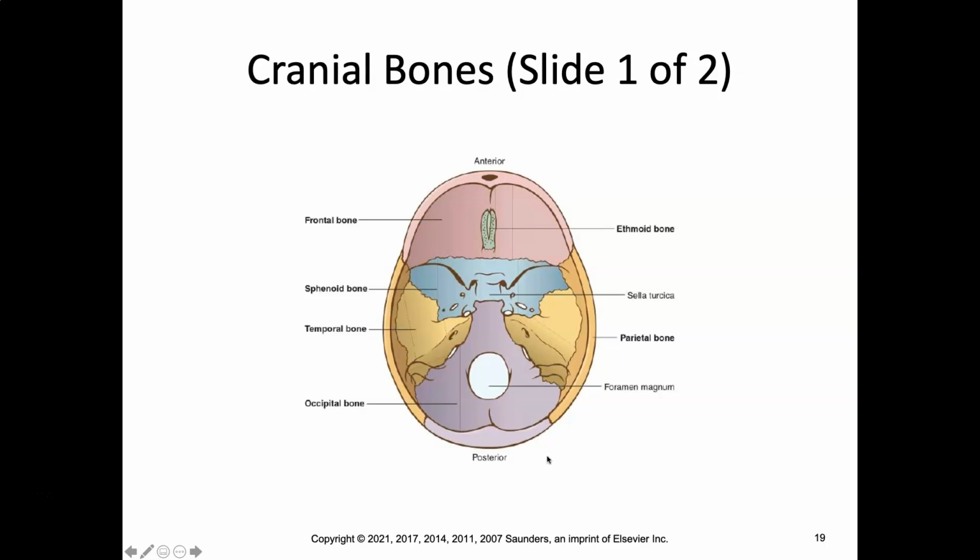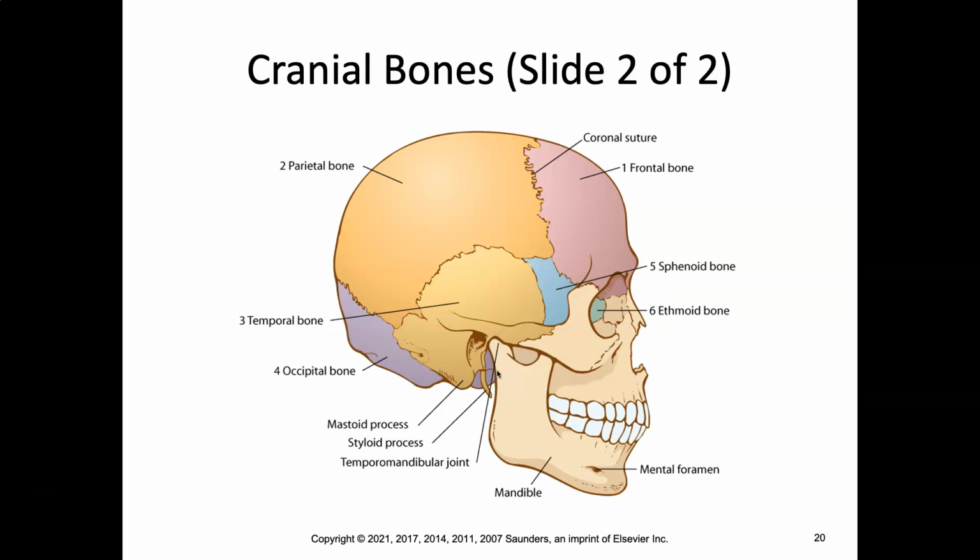All right, cranial bones. These are just the major cranial bones that you'll see. Anterior, remember, is the front of the skull, and posterior is the back. And the foramen magnum is the entry for the spinal cord to head down into the spine. So that should give you an idea of what we're looking at.